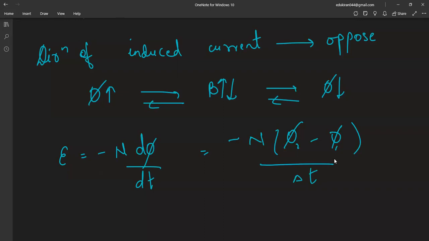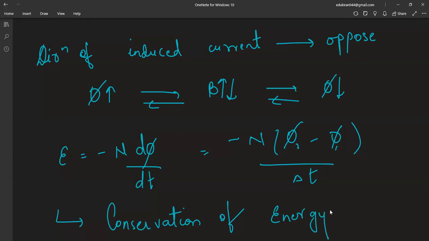And that entire thing, I'm not going to repeat, that we have done when North Pole is coming, so anti-clockwise or clockwise. And just remember, it is a consequence of conservation of energy. This is very important for both of your exams. Conservation of energy. Because the reason, let me tell you why this is based upon conservation of energy.